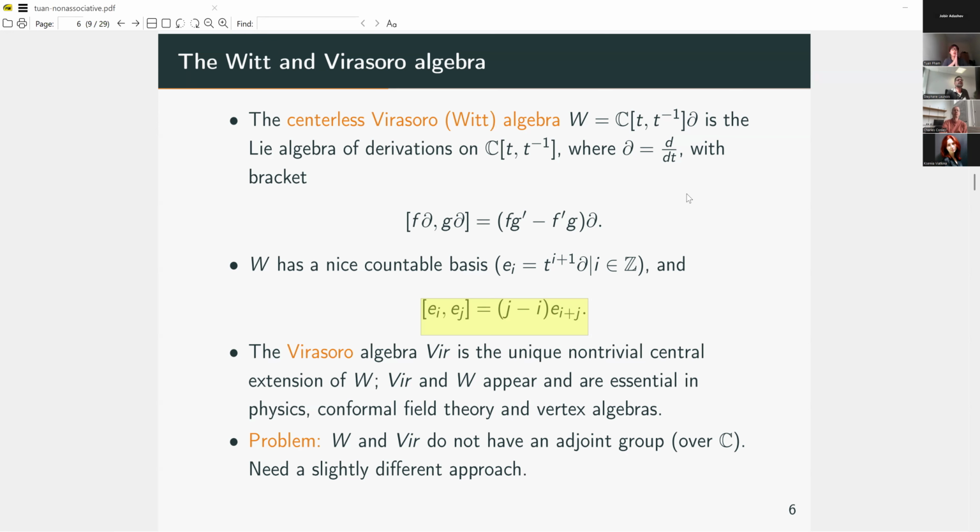Cool. However, we have a problem: the Witt and the Virasoro algebras do not have an algebraic adjoint group over C. Obviously the Witt algebra is also the Lie algebra of vector fields on a circle, but over C, this is not the adjoint group of W. So we need a slightly different approach.